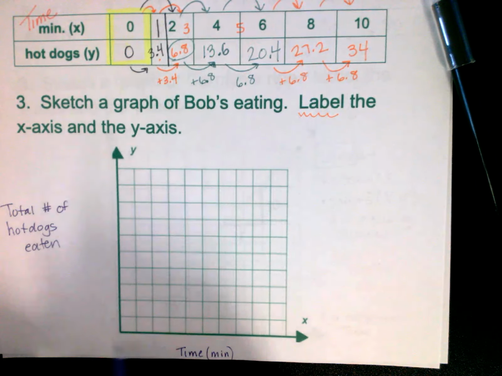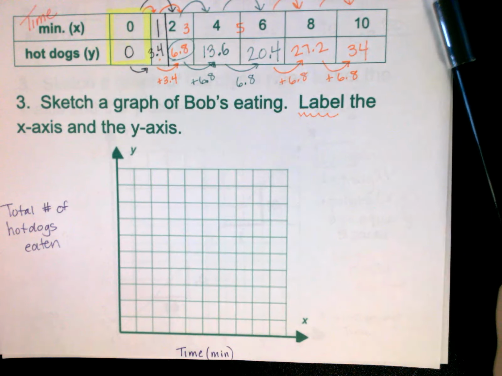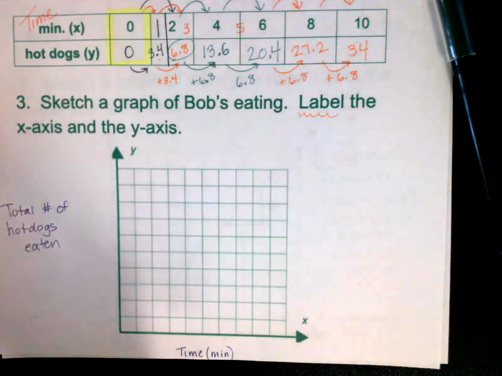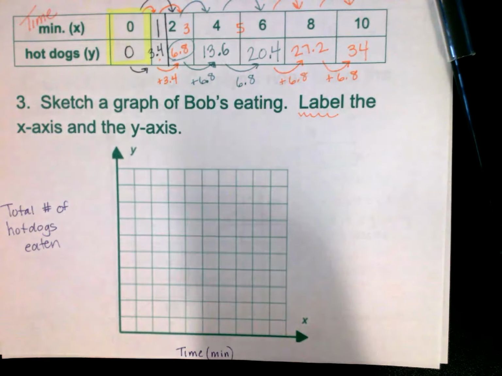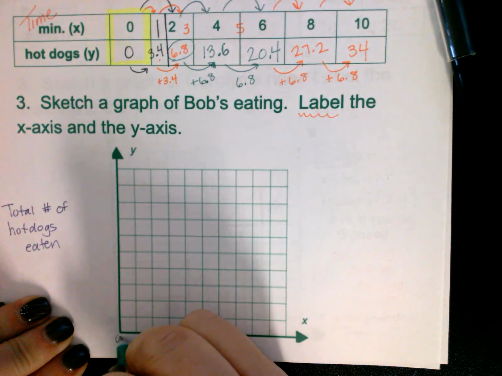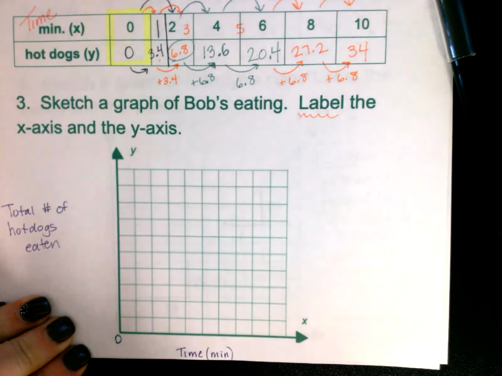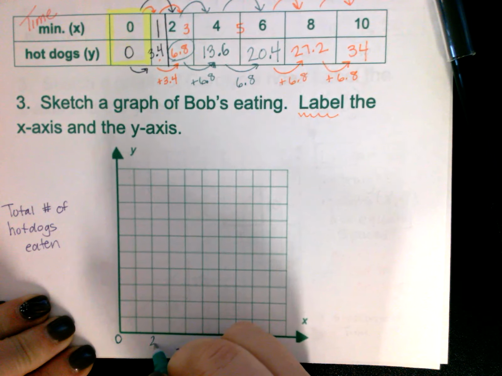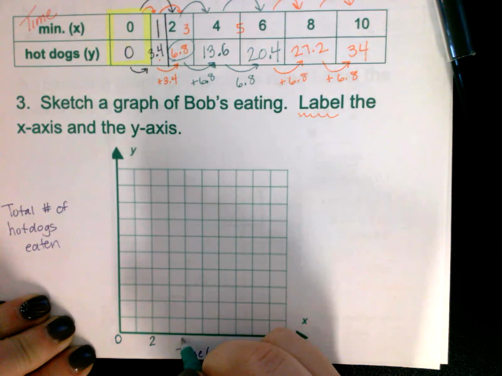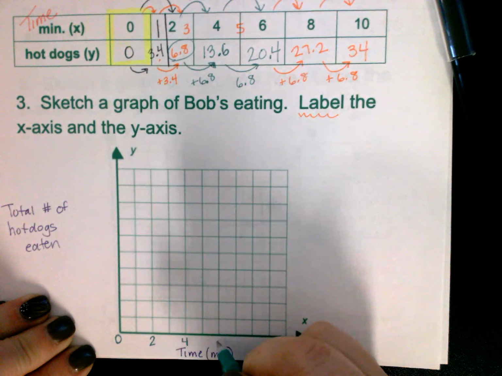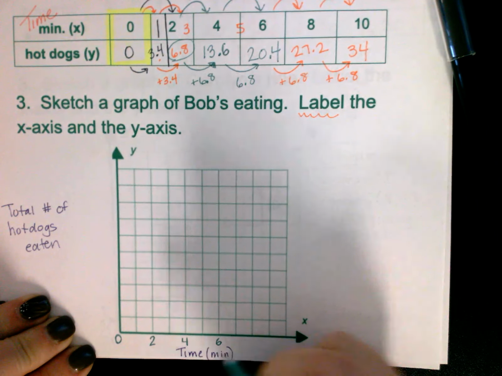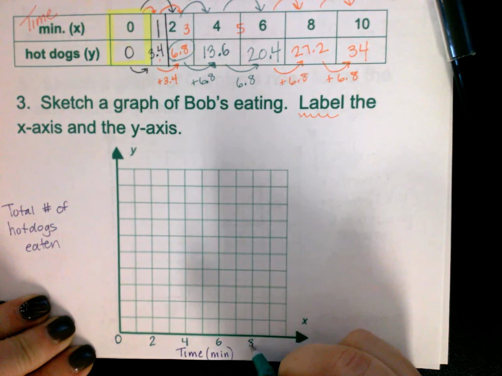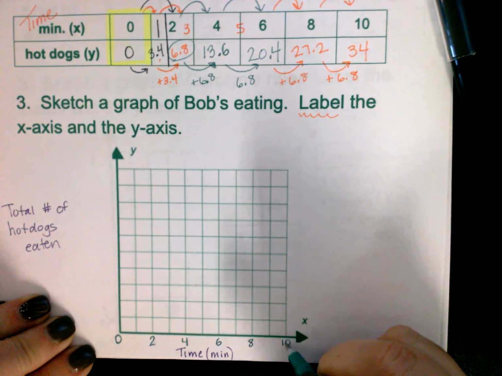I always leave myself a little space so I can squeeze the numbers in where they need to go. Again, we're going to do some skip counting, but 0 goes in the corner, always. And then I'm going to do skip to 2, skip to 4, skip to 6, skip to 8, and skip to 10.